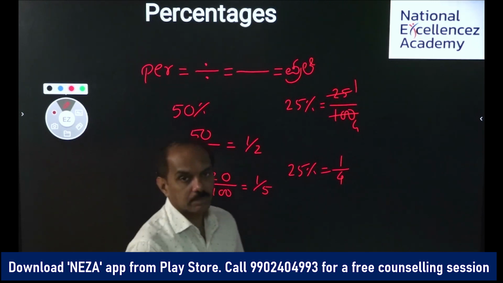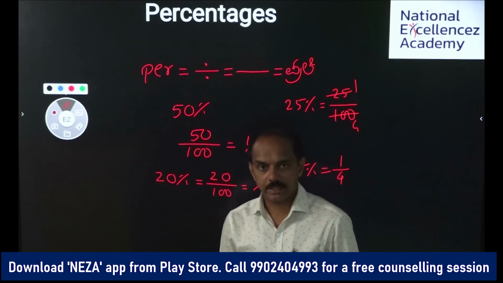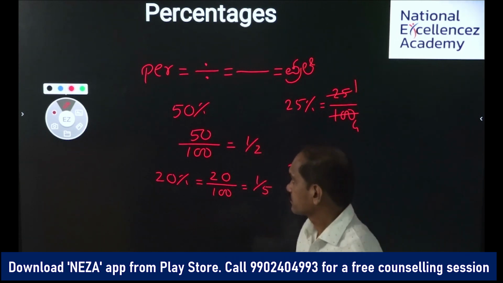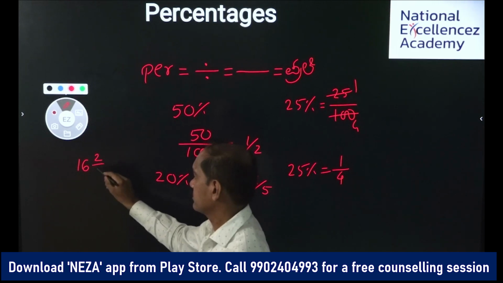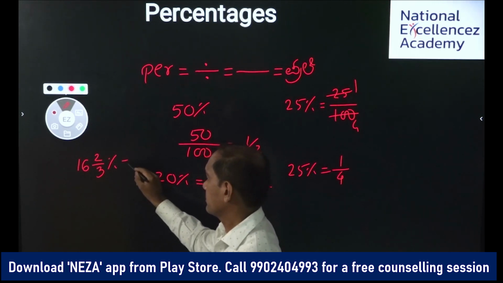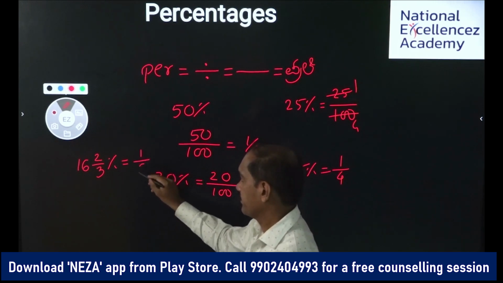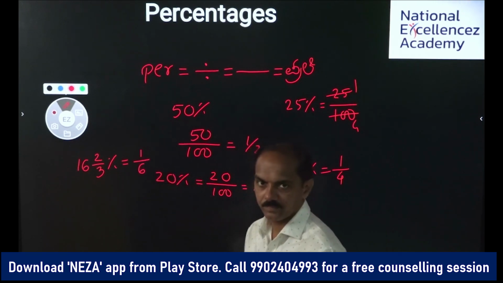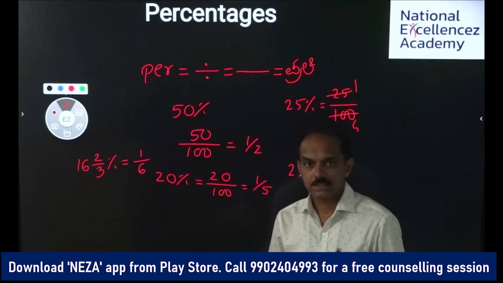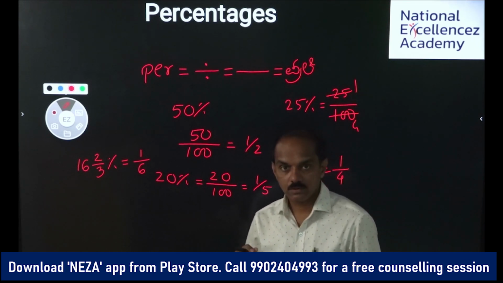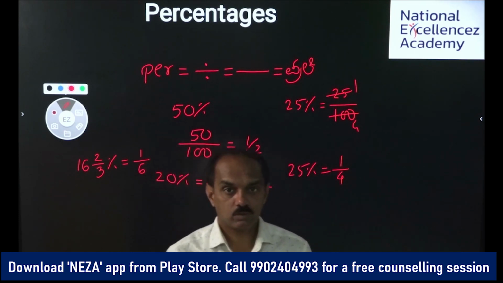So some of the percentages you will have to know by heart. Okay. If I say 16 2/3%, right? It is 1/6. So you will have to know at least some by heart, and those will play a vital role. Okay, they will save time for you.